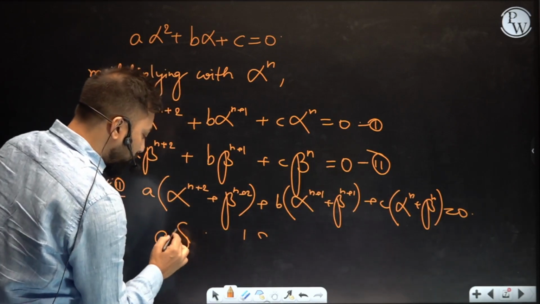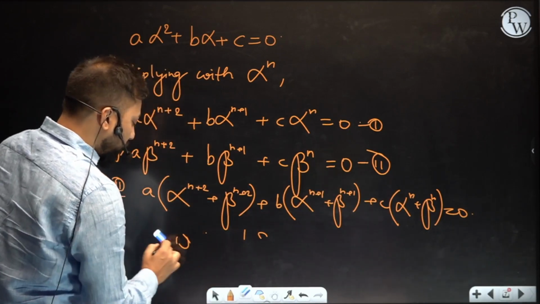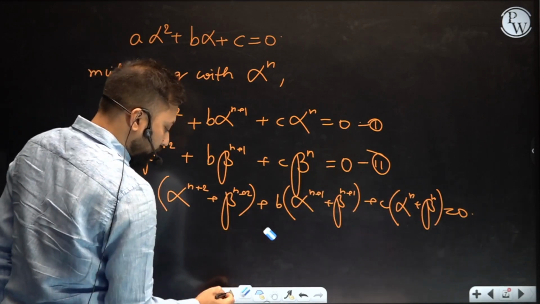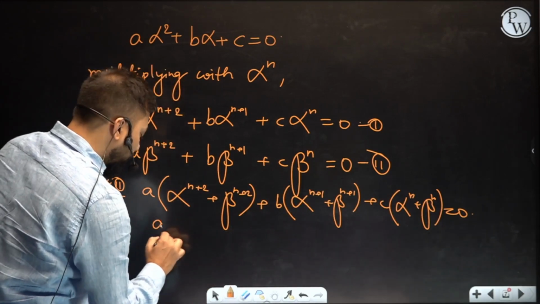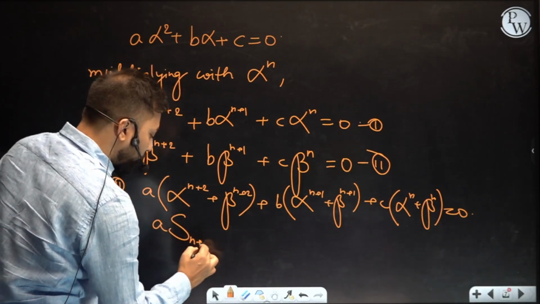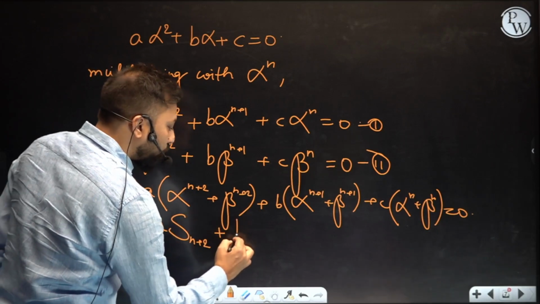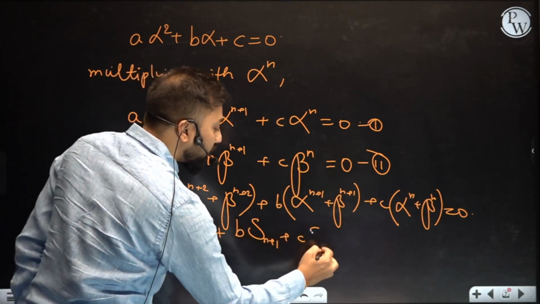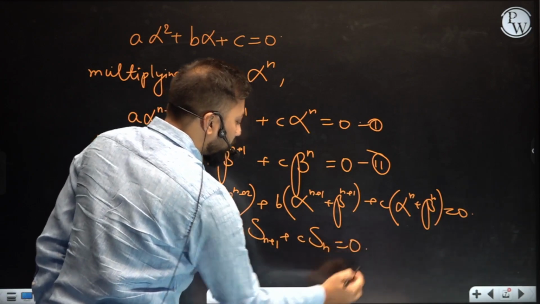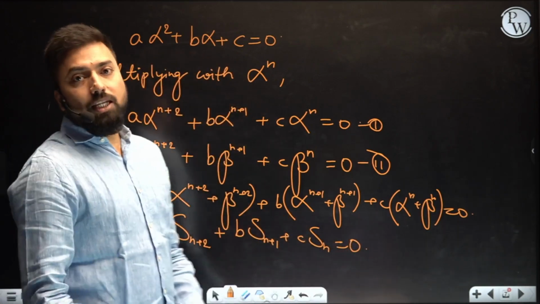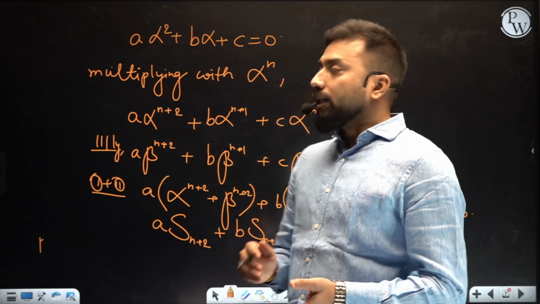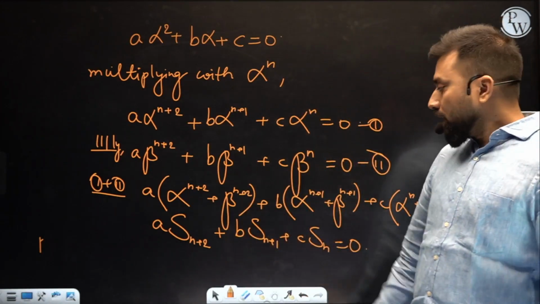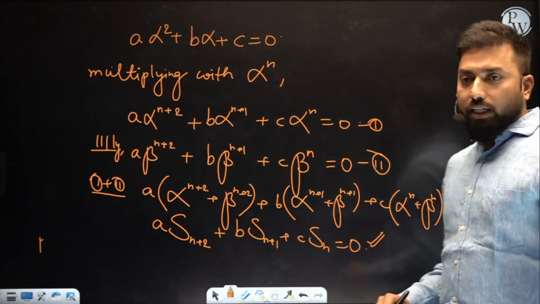Okay, let me just erase this one. I'll write here a times s n plus 2 plus b times s n plus 1 plus c times s n is equal to 0. So this is basically the Newton's identity which we wanted to prove, right? So this statement is true basically, right?